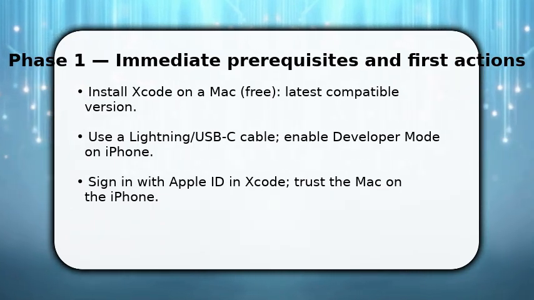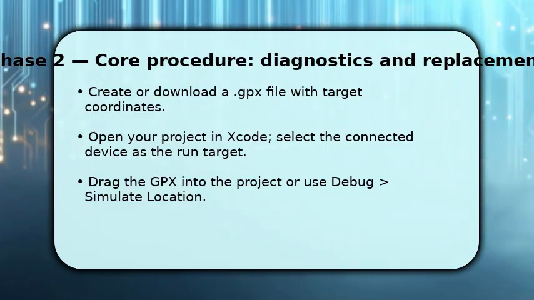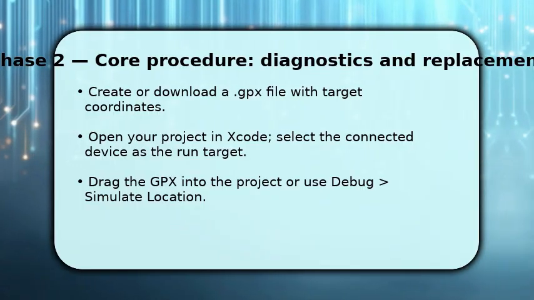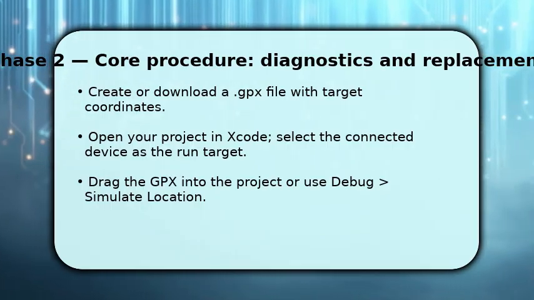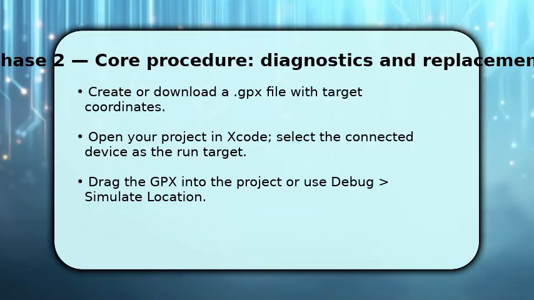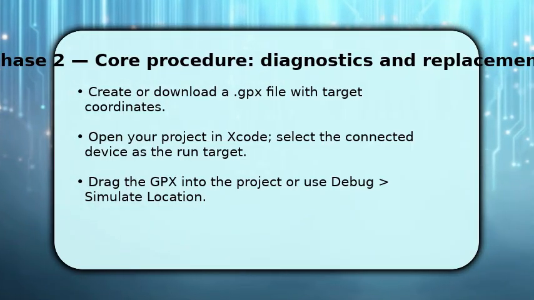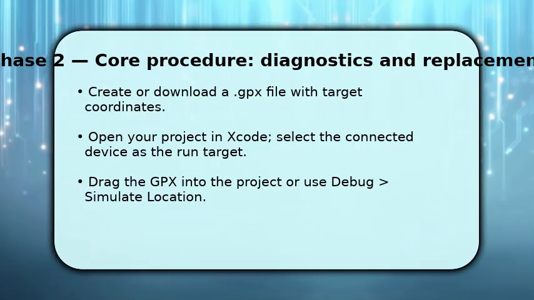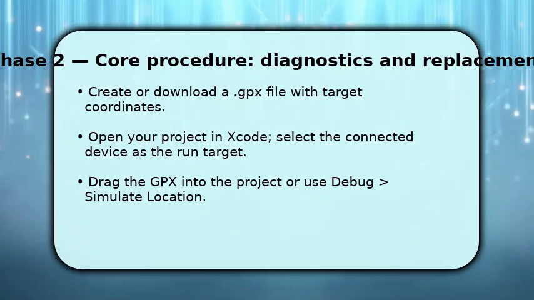Now you load the fake location via a GPX file so apps see the new coordinates. In Xcode, open any simple app project or create a blank one. Select the connected iPhone as the run target. Next, add a GPX file containing the latitude/longitude you want, or choose one from Debug Simulate Location. Once the app runs in a debug session, the system location services on that device will reflect the GPX coordinates, which affects apps that read Core Location.